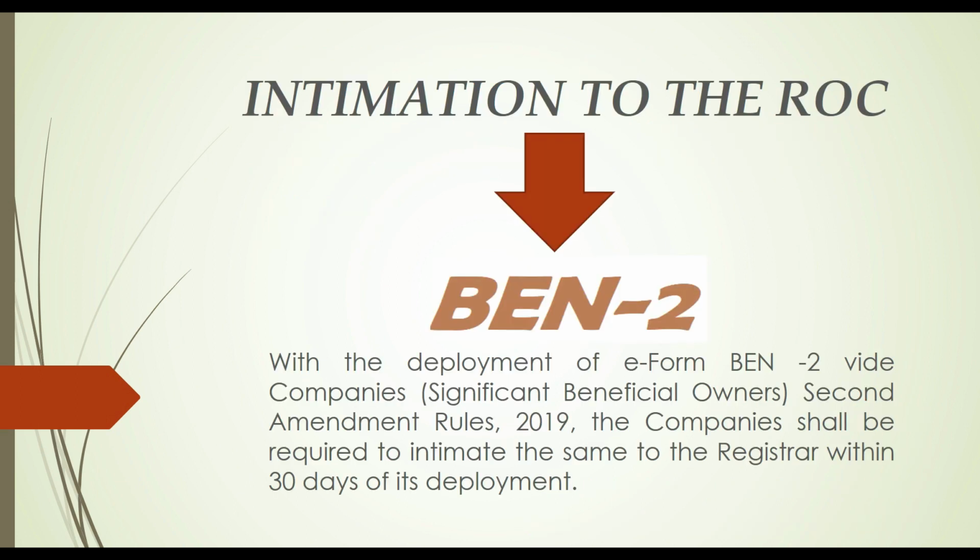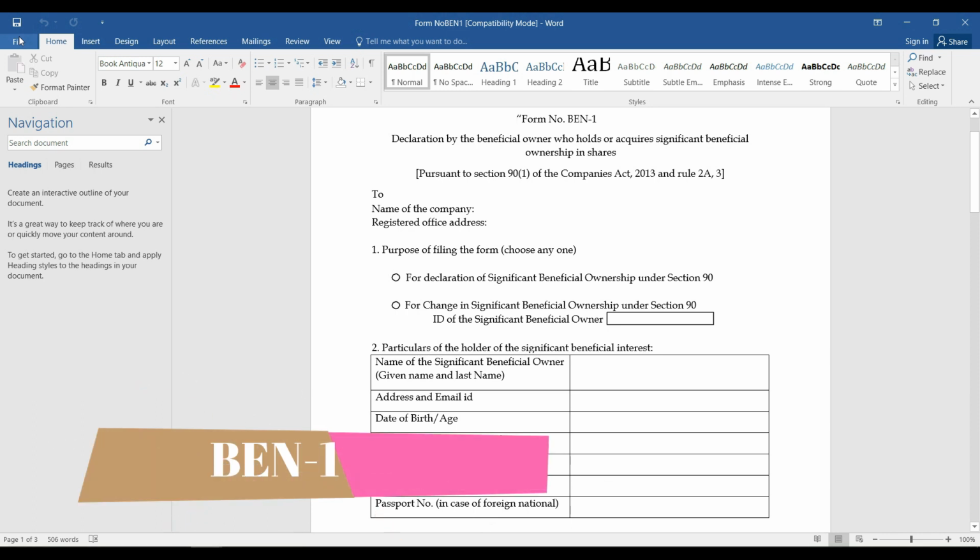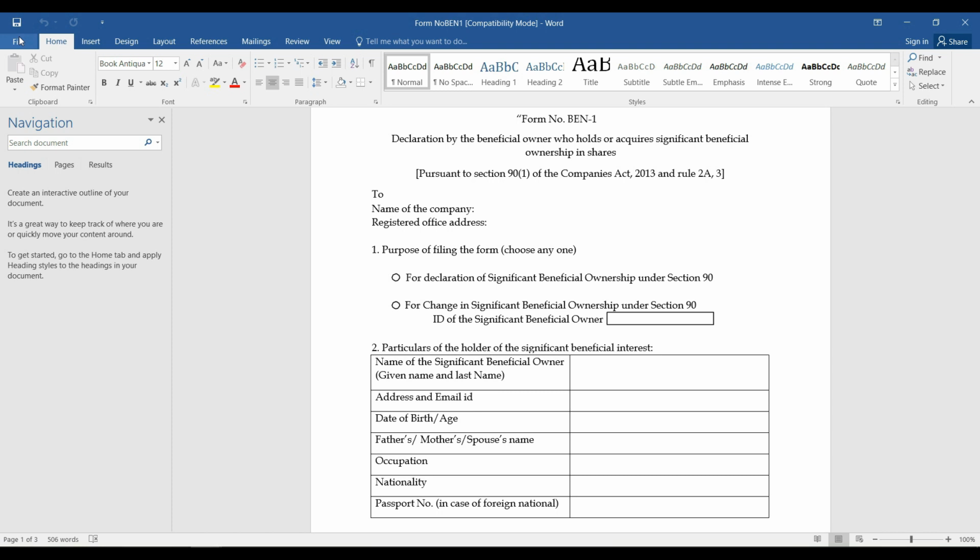We will move further. Now we will see the Ben-1 form. As per section 90 subsection 1, read with rule 2A and rule 3, the significant beneficial owner has to give the declaration in Ben-1. So I will let you know how to fill this form, what are the criteria we have to fill in this form, and the details we have to enter.